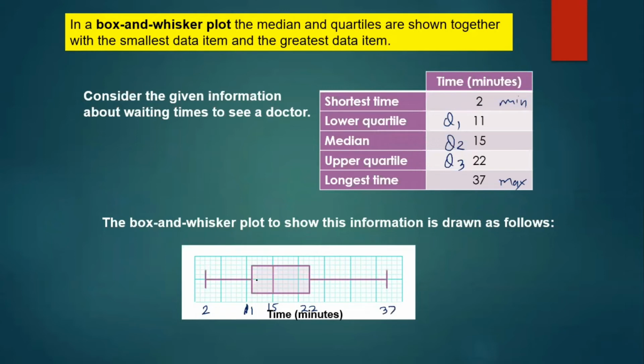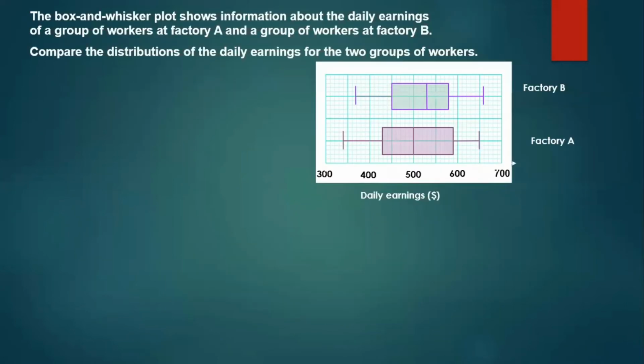After that, we draw the box. These are your whiskers and this is your box. This is your Q1, this is your Q2, which is the median, this is your Q3, this is your minimum value and this is your maximum value. This is your box and these two are your whiskers that you need to understand. So easy. Let's take a question here.